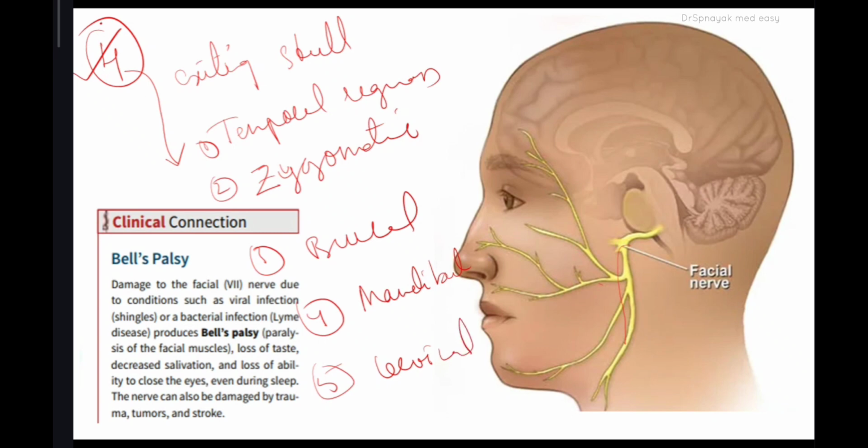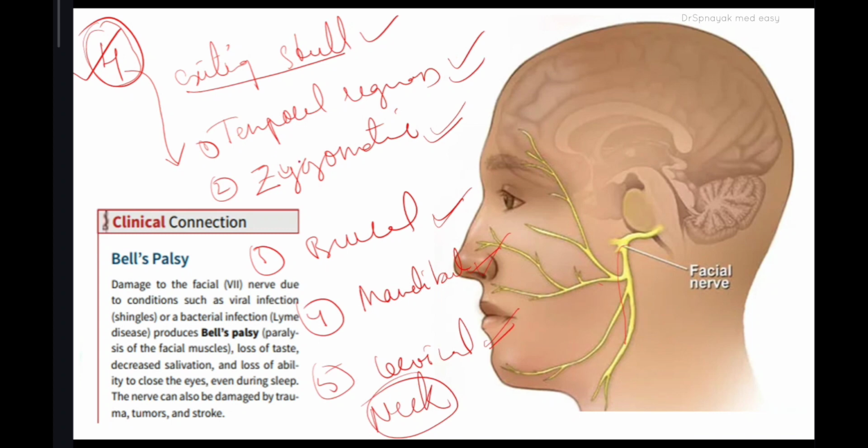So the fourth branch is again dividing into five different branches. These five branches are compared with the five fingers of our hand. The first branch is innervating the temporal region. Second is the zygomatic region. Third is the buccal region. Fourth is mandibular, and fifth is cervical, meaning it is going below, into the neck region. Okay, this is very important.